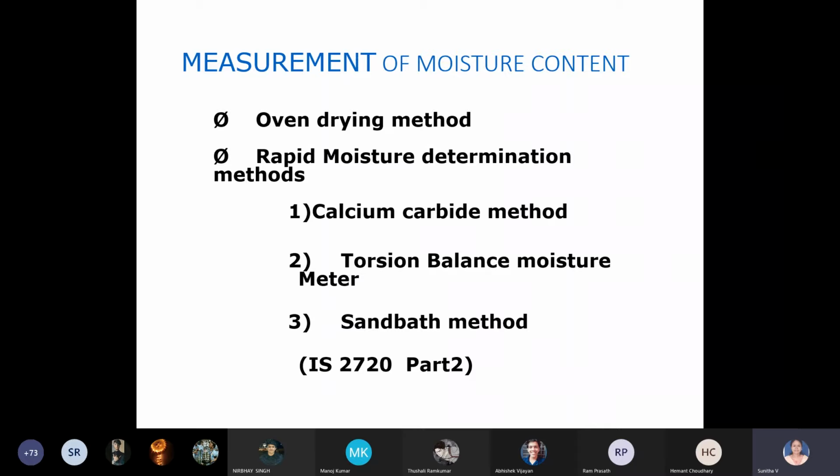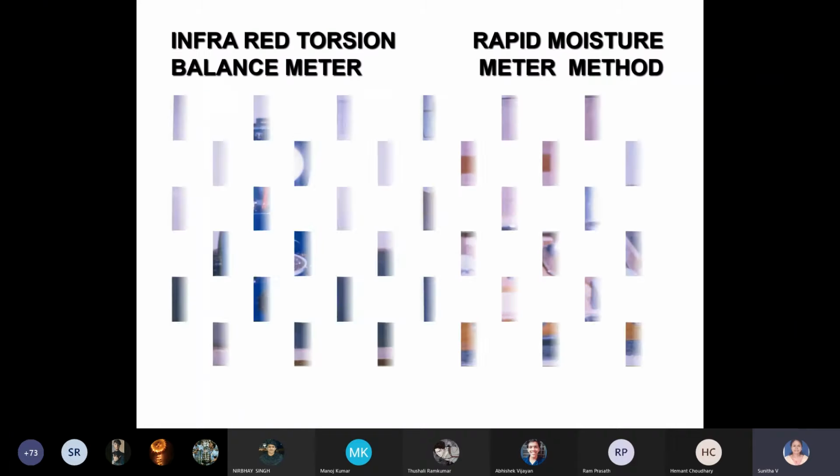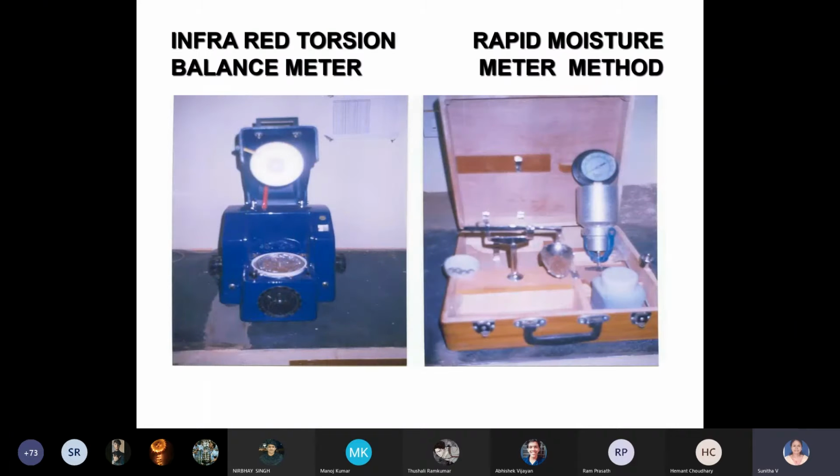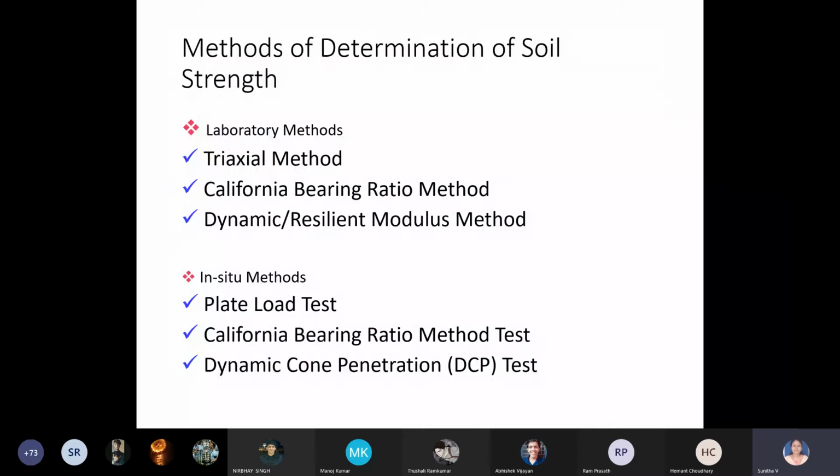Another method to find it rapidly or instantly, you can get the moisture determination because weight and volume you can find out from the field itself. If you have the weight balance, then you get the moisture content, and from that you can get the dry density, like the calcium carbide method and torsion balance moisture meters. These are some rapid moisture determination methods you can use in the field itself. Okay, these are some images of those.